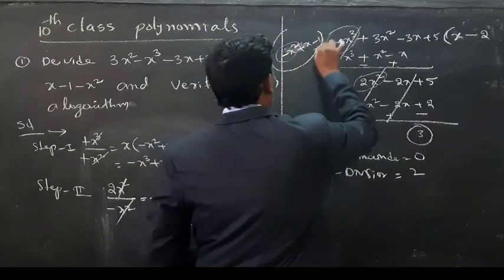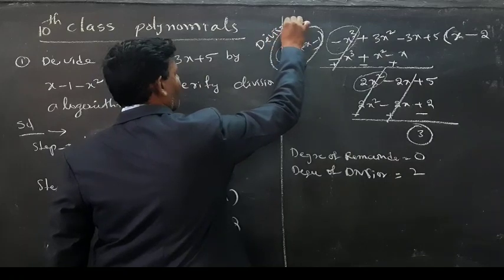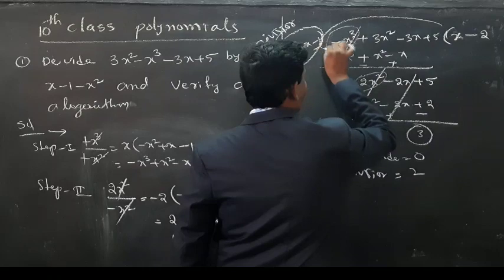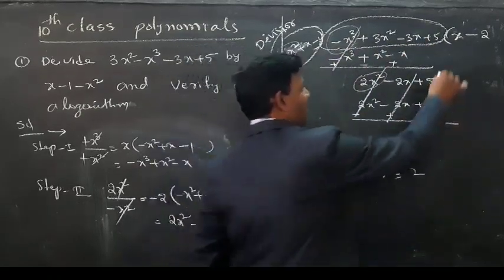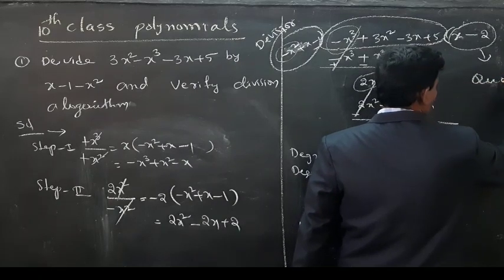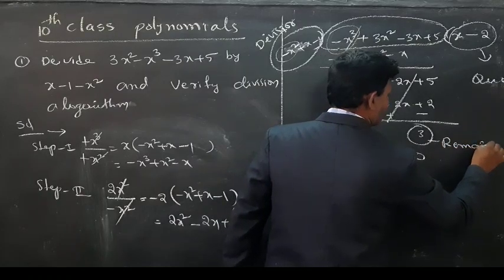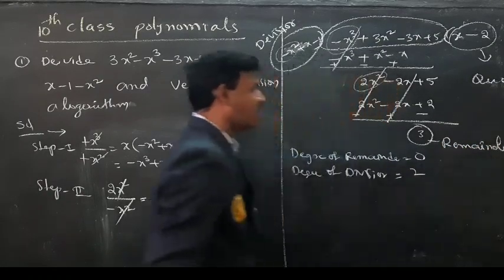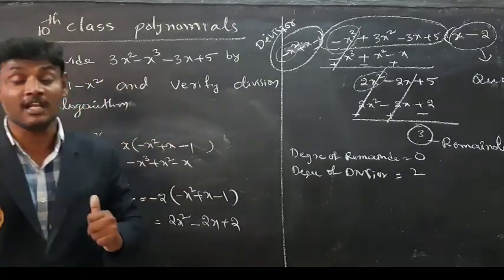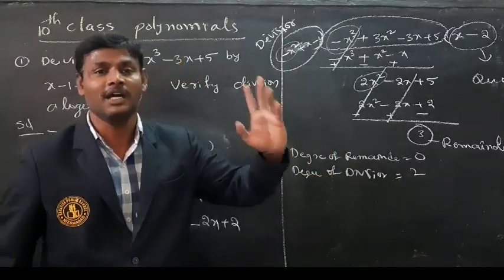So we can say minus x square plus x minus 1 is the divisor. Minus x cube plus 3x square minus 3x plus 5 is the dividend. And x minus 2 is the quotient. And 3 is nothing but the remainder. What is the question here? Divide the polynomial and verify the division algorithm. What is the division algorithm? Dividend is equal to divisor into quotient plus remainder. That we have to verify.